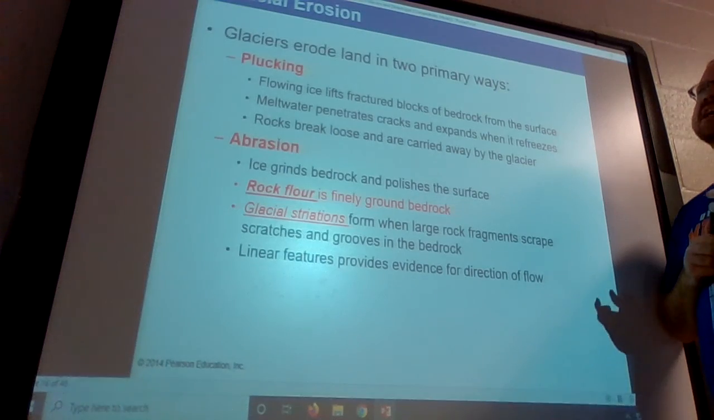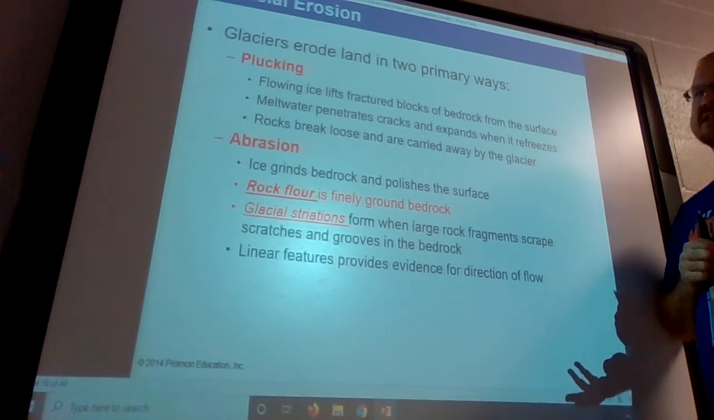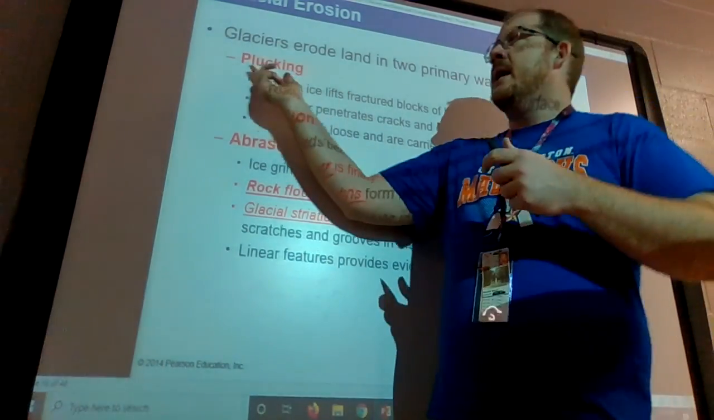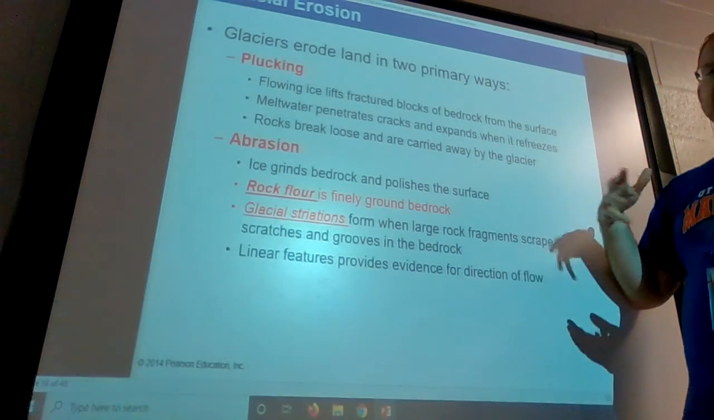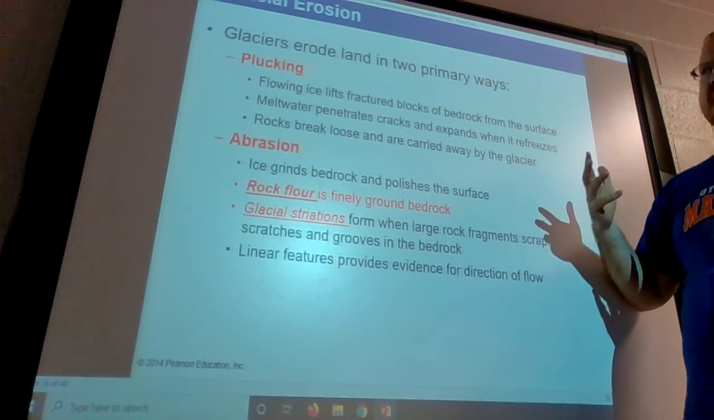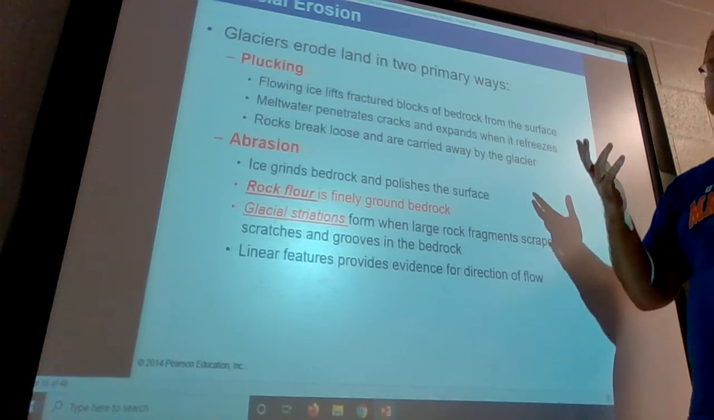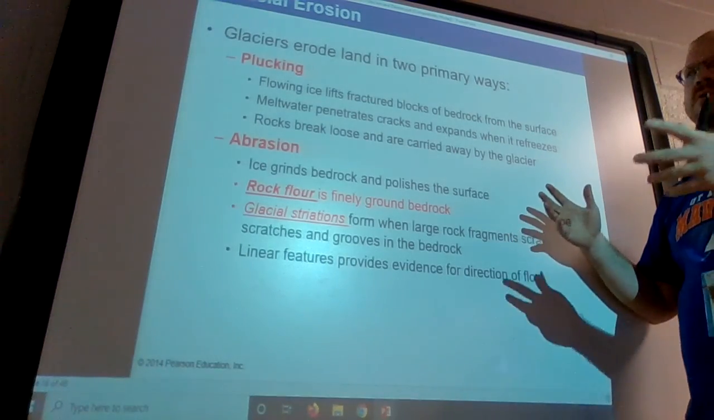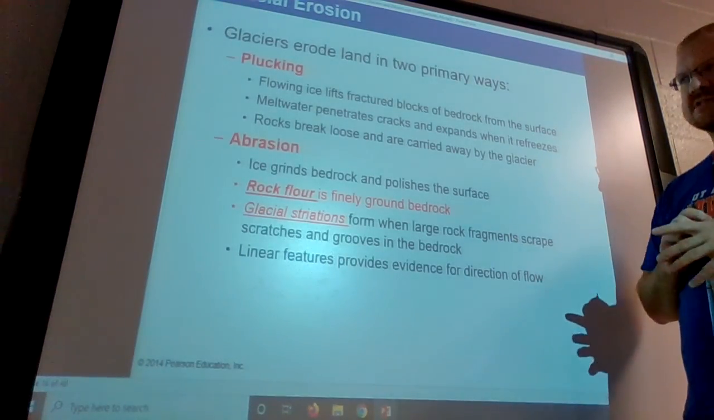Now, what do glaciers do? How do they erode? They have a couple things that they do. First off, it's called plucking. This is when a glacier will lift rocks and giant boulders and blocks of rock up from the surface and kind of take them down with them as they move down the hillside.